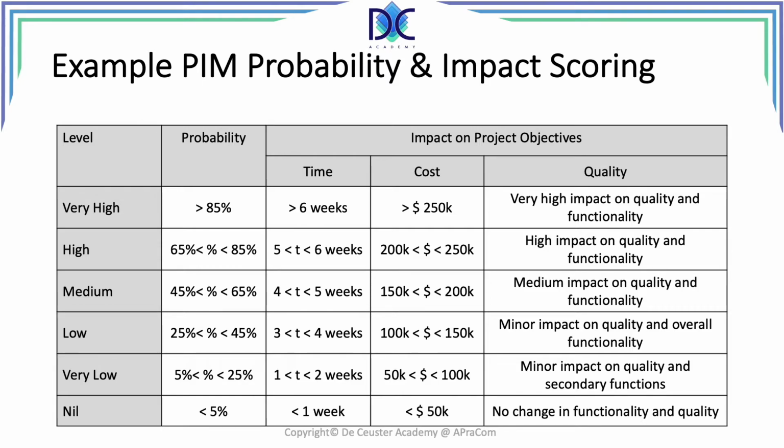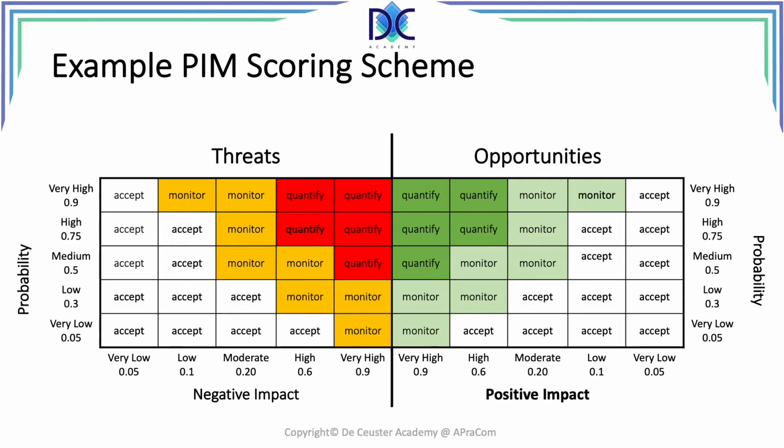So we have on one side the probability, and on the other side we have the impact on the project objectives, and we have to classify them. Basically, once we identify for every element the probability and the impact, we can create a PIM scoring scheme, a probability and impact matrix scoring scheme. So basically we have the probability on the vertical axis and the impact on the horizontal axis. And we can see we have the different categories here, very low up to very high, opportunities also. And basically we have to see what we do.